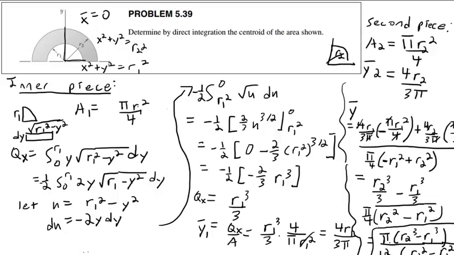Questions on that? Can we just do this with a tabular method? Yes, you can look up the formula for the centroid of a quarter circle in a table, but the problem specifically asked us to do it via integration, so I would feel wrong not doing some sort of integration in it.